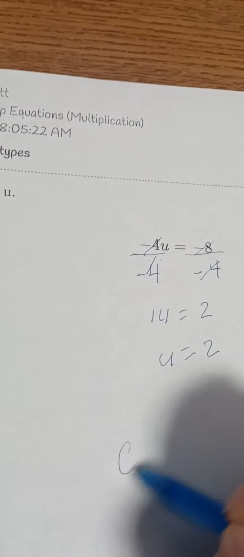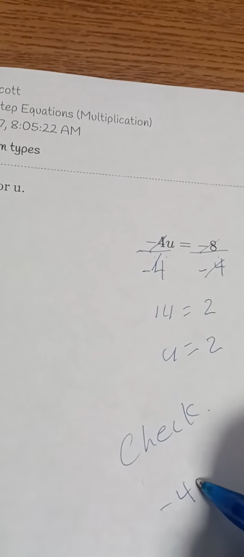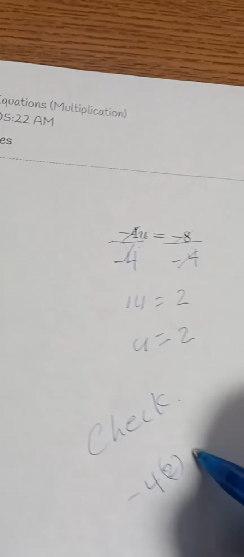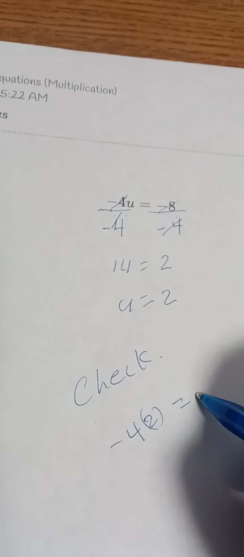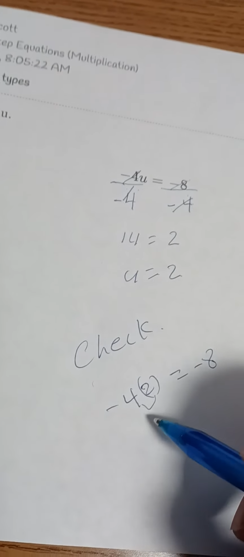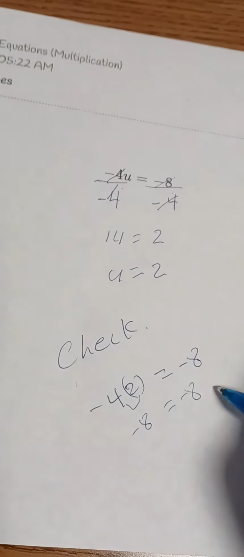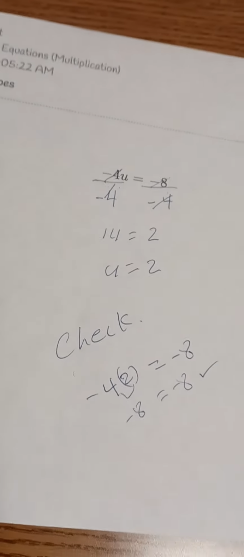And you could always check, right? Negative 4 times our u, which is 2, is equal to negative 8. 4 times negative 2 is negative 8, which is equal to negative 8. Does negative 8 equal negative 8? Yes, it checks out.